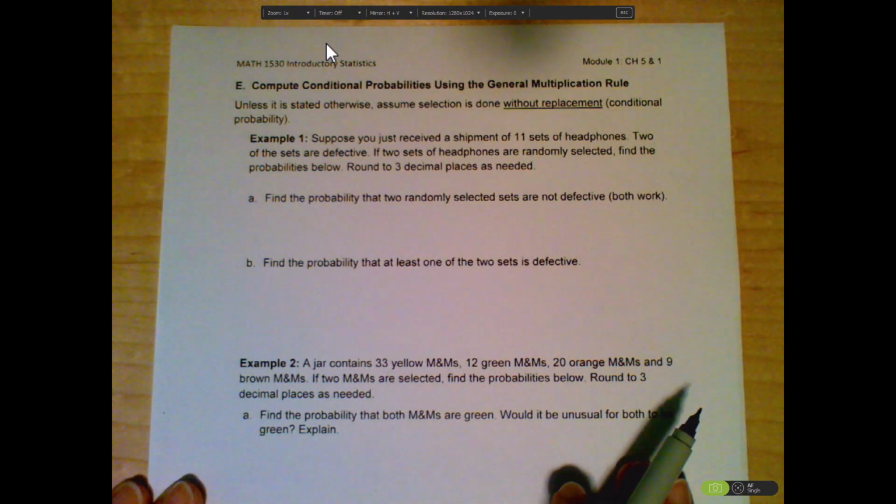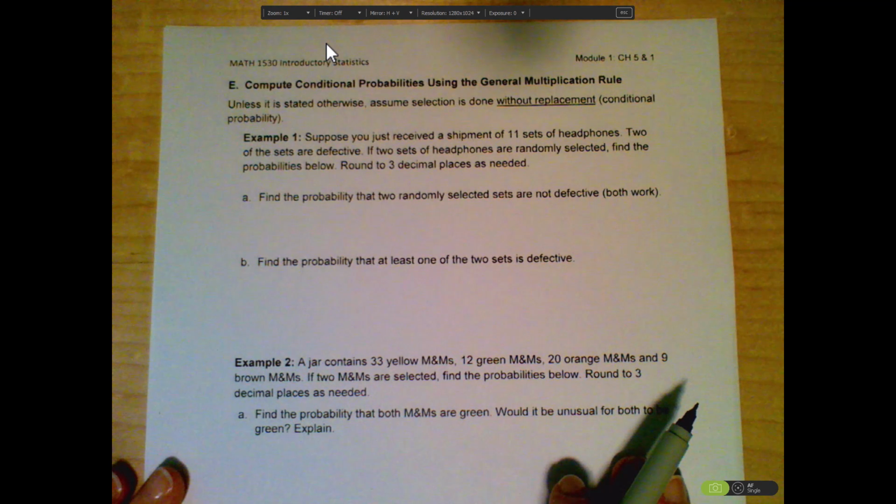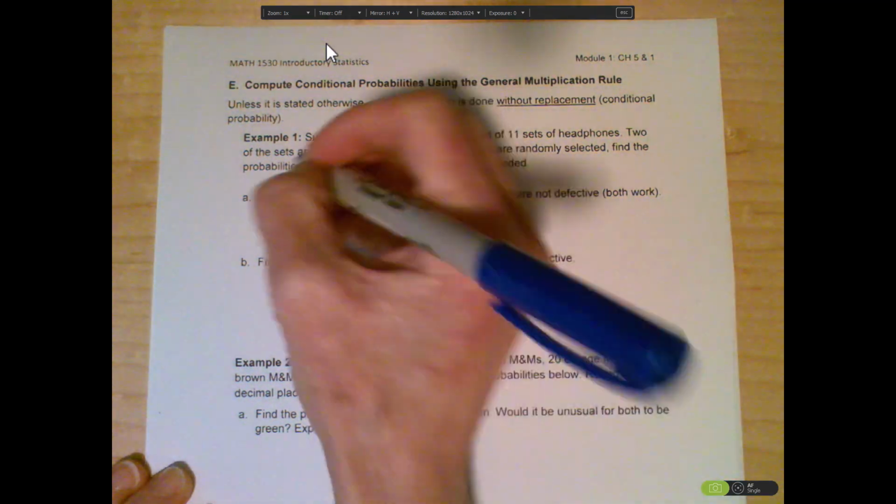In example 1, it says, suppose you just received a shipment of 11 sets of headphones. 2 of the sets are defective. If 2 sets of headphones are randomly selected, one at a time, this is multi-stage, find the probabilities below, rounding to 3 decimal places as needed. So let's make note of what we have here.